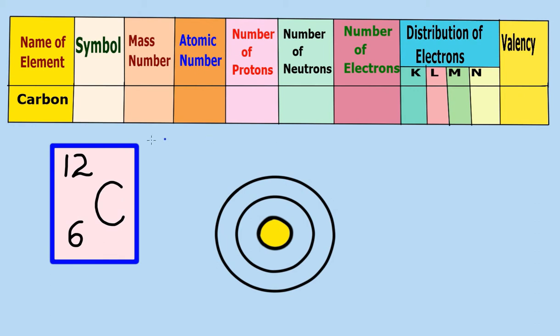Let's discuss carbon now. Carbon is represented by the symbol capital C. Its mass number is 12. Its atomic number is 6. Number of protons 6.